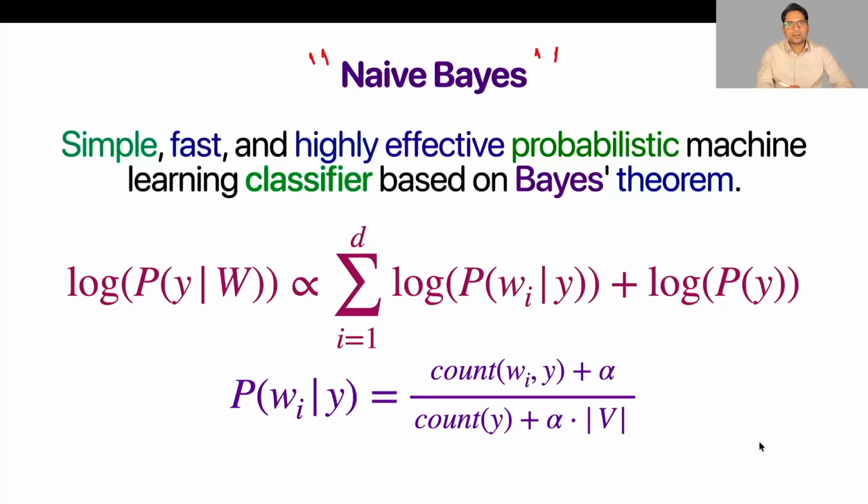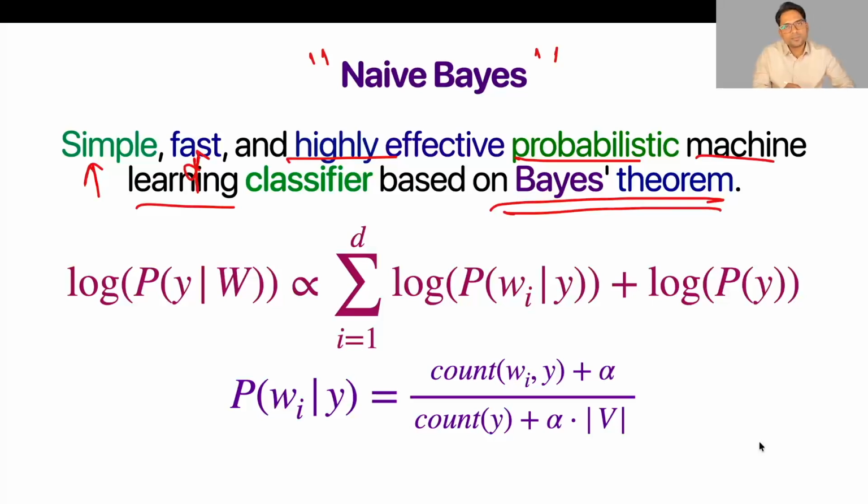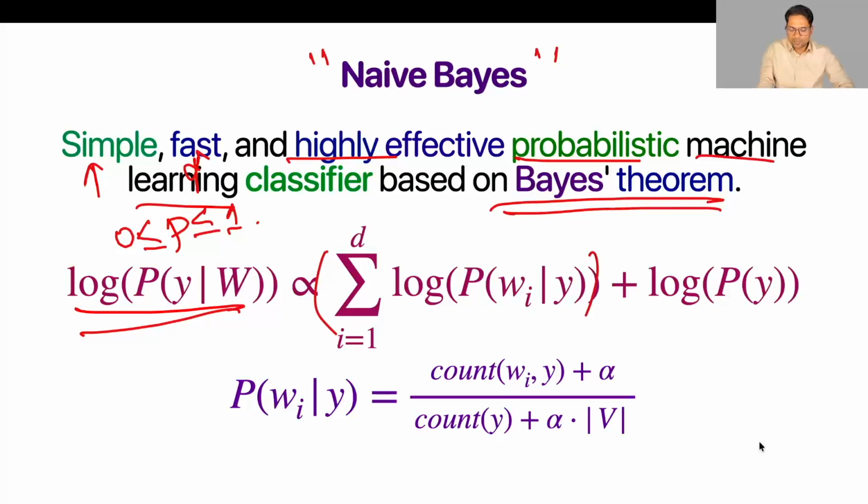A quick revision. It is a very simple classifier, simple because it's based on Bayes theorem, which is basic probability. It's very fast because it does very simple maths. It's a highly effective probabilistic machine learning classifier based on Bayes theorem. Because probabilities are in the range of 0 to 1, the product can become very small, so we applied log to convert the product of probabilities into a summation.